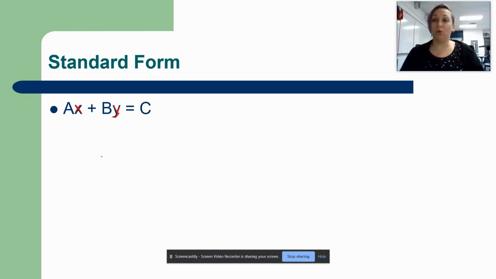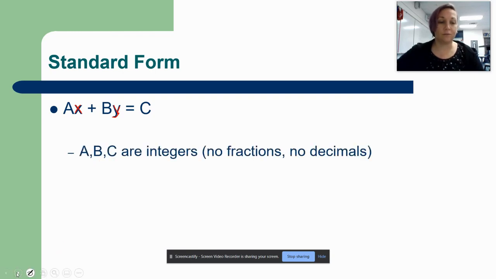There's also a couple rules that we need to follow for standard form, and so let's talk about those right now. When you have an equation in standard form, all of the numbers, the A, the B, and the C, must be integers. Now, an integer means it's a whole number. It can't be a fraction and it can't be a decimal. So if you're writing something in standard form and you have a fraction in your answer, you're not done with the problem and you'll need to do some more work. Same thing with decimals.